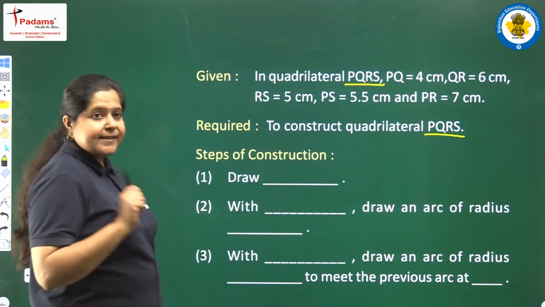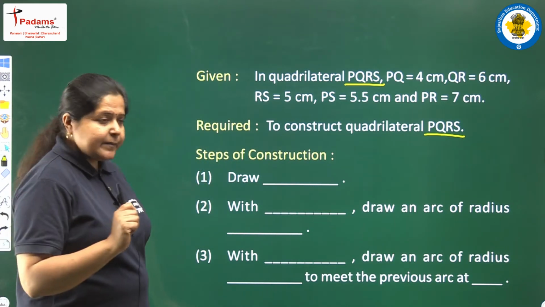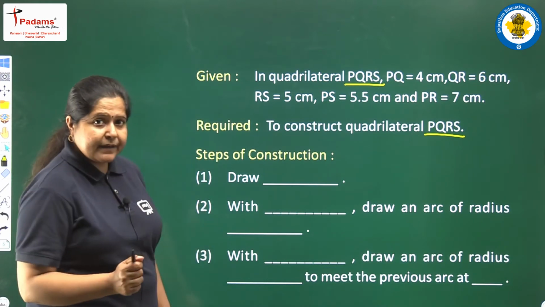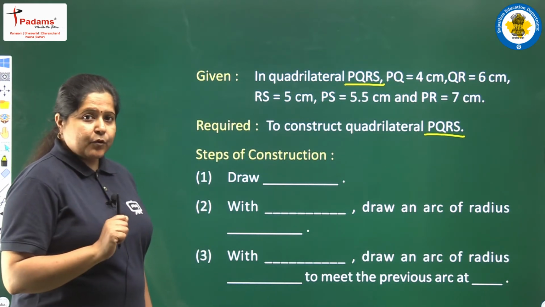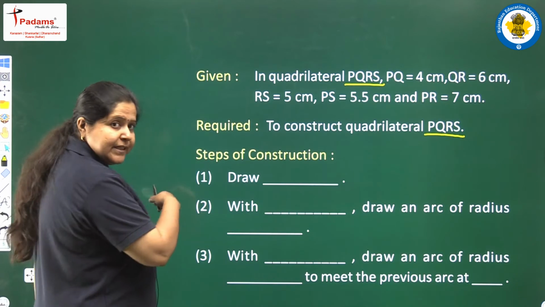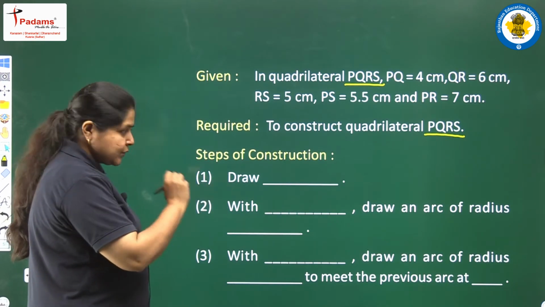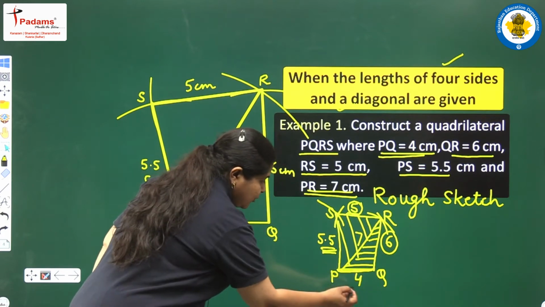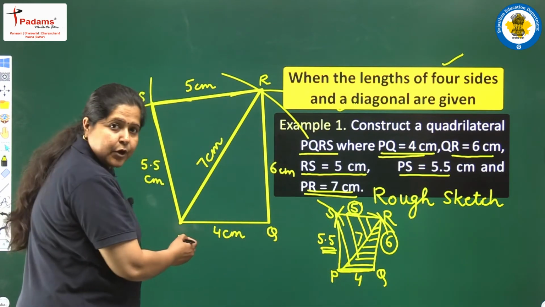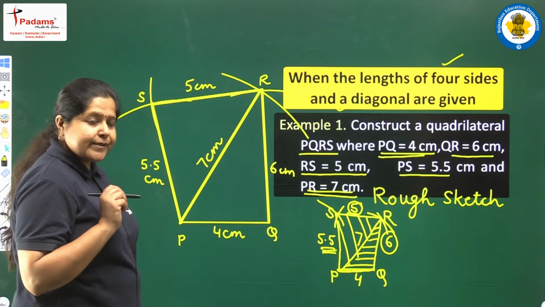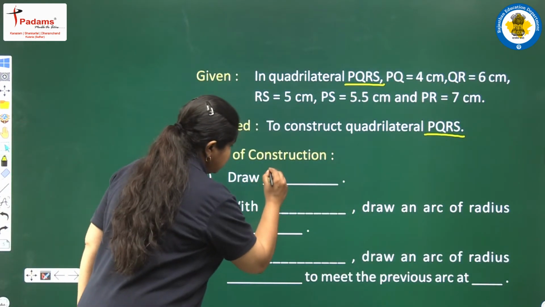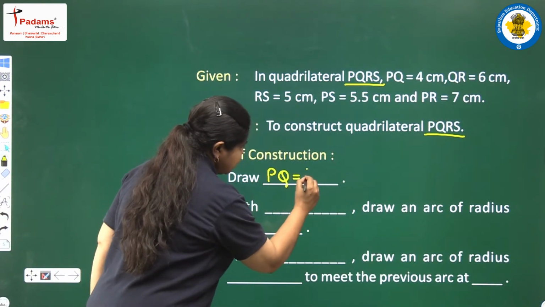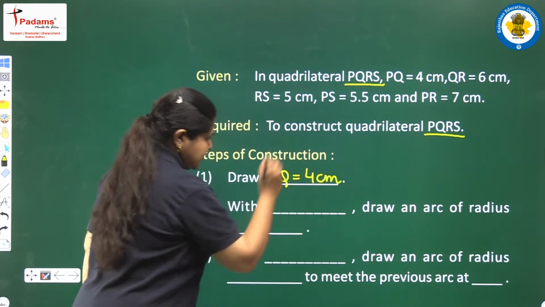Then comes the steps of construction. We will be writing these steps one by one and in the present tense form. Whatever we have been doing, we will be writing them here. So what was the first step? First step is draw PQ equal to 4 centimeter. So we will write here, draw PQ equal to 4 centimeters.